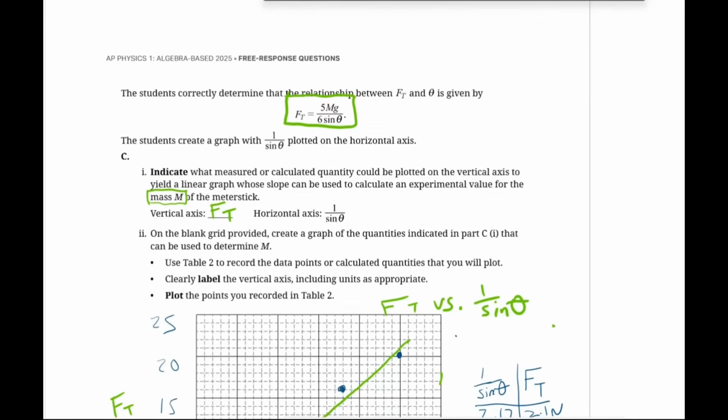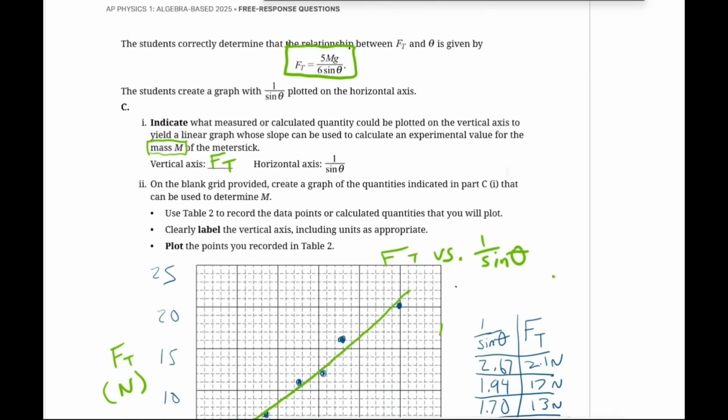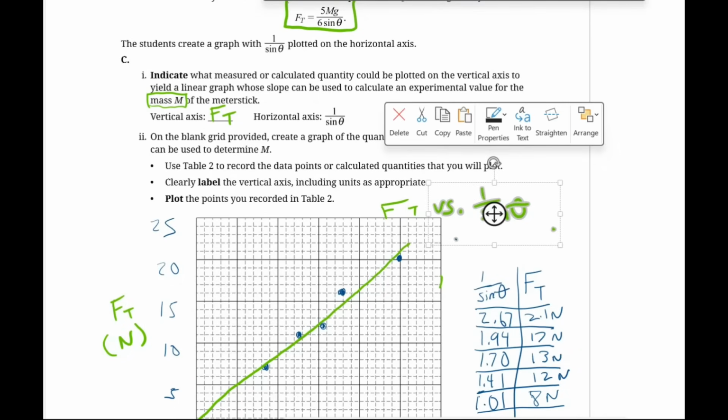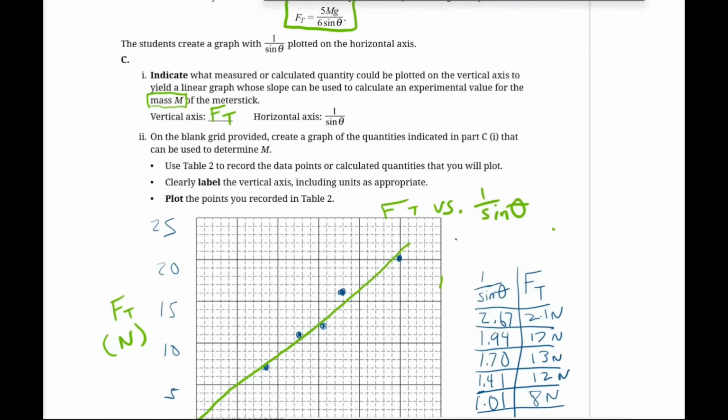Now it says on the blank graph provided, create a graph of the quantities indicated in part C that can be used to determine M. And it says use table 2 to record the data points or calculate quantities that you will plot. Clearly label the vertical axis, including its appropriate units. Plot the points you recorded in table 2.